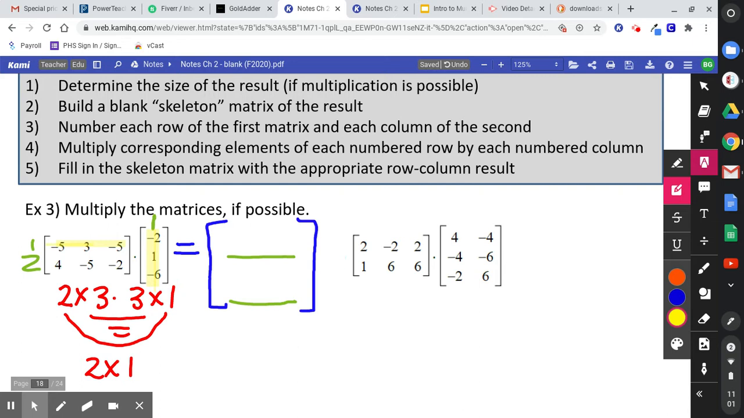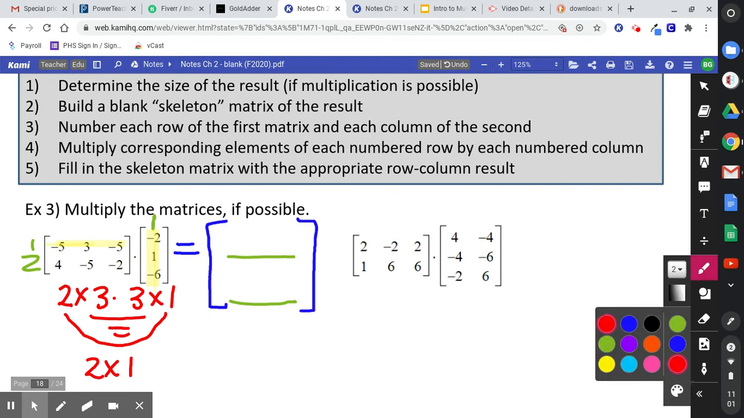I am going to multiply each of those elements in the first row by each of those elements in that first column, okay? So -5 times -2 is 10. And 3 times 1 is 3. And -5 times -6 is 30.